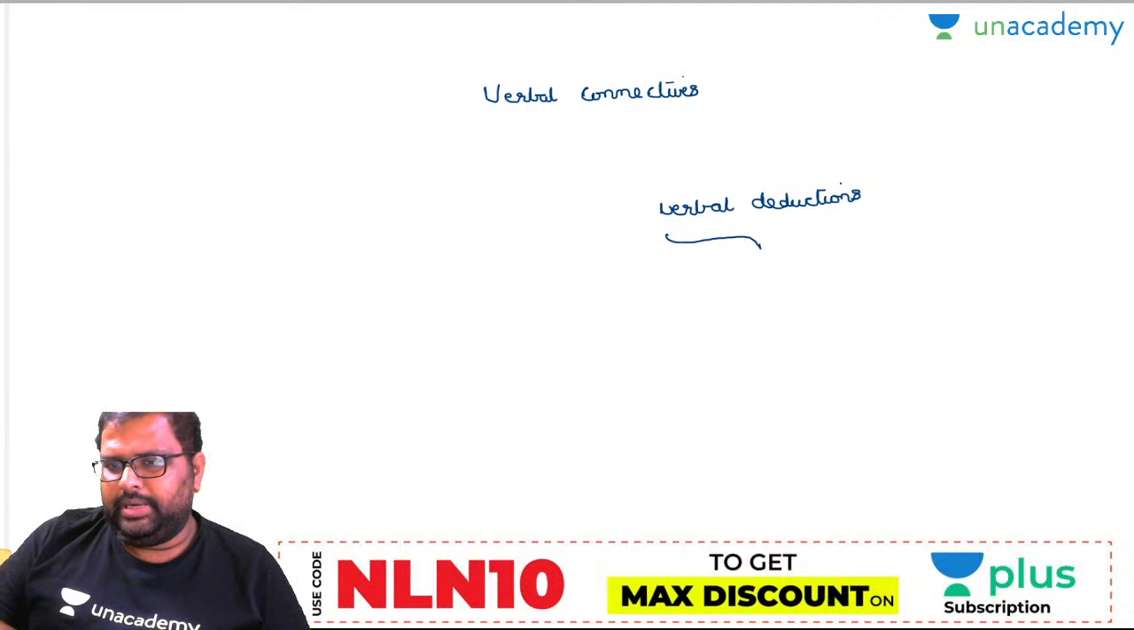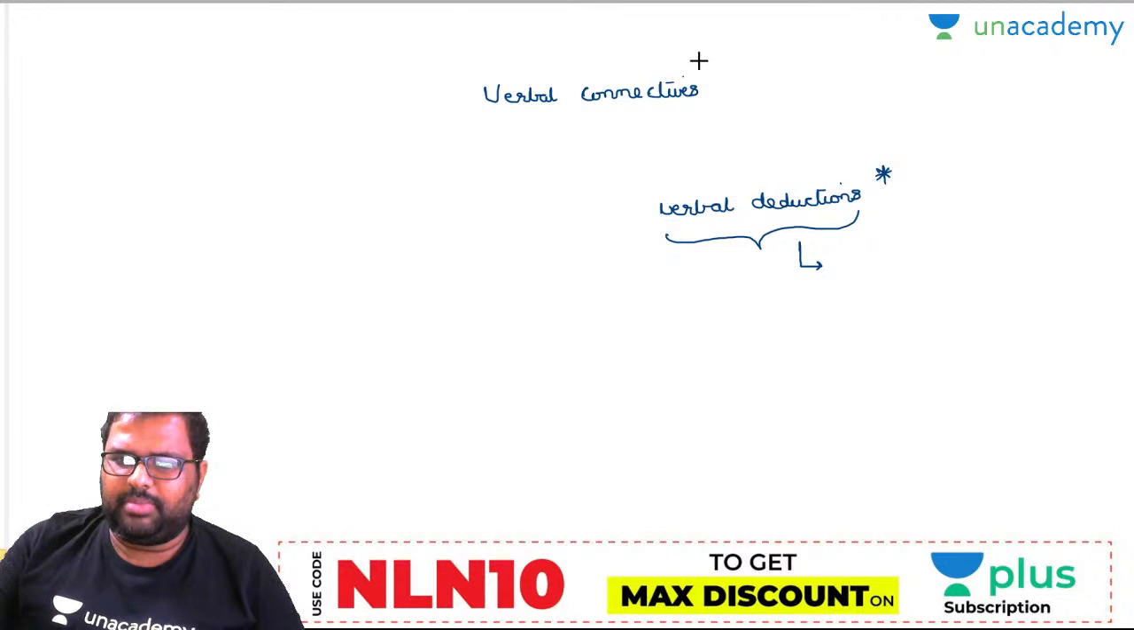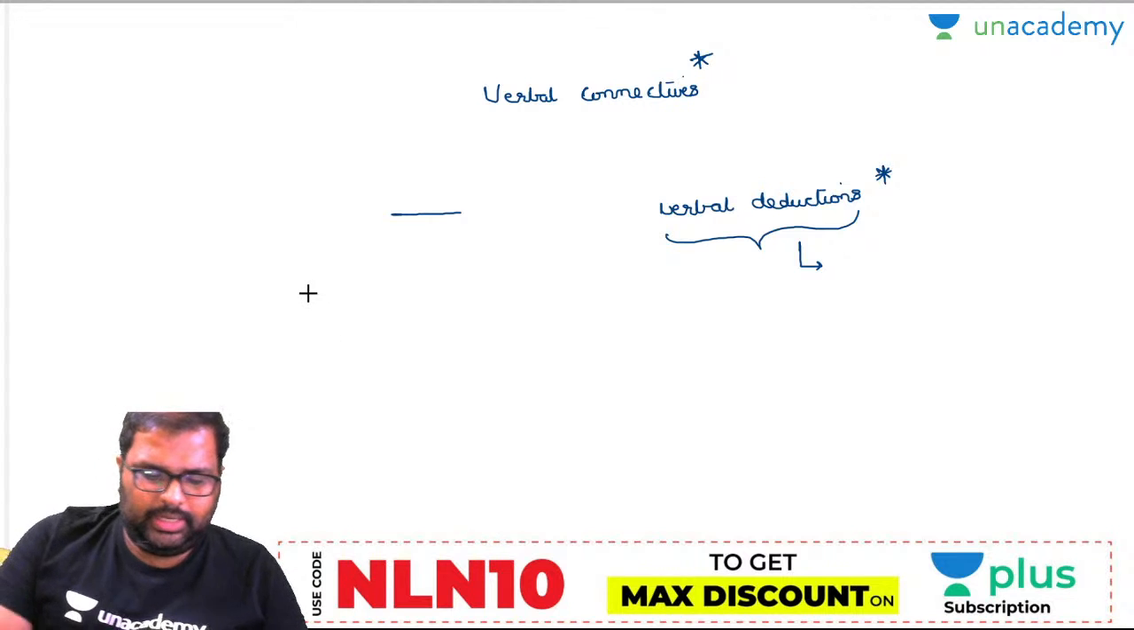And do try to attend. If you attend this session, that will be helpful, because this year in every branch the same question was asked from verbal deductions. There is a question on verbal deductions, there is a question on verbal connectives, and there is a question on grammar. We have done the entire things in our class. So do try to attend it.